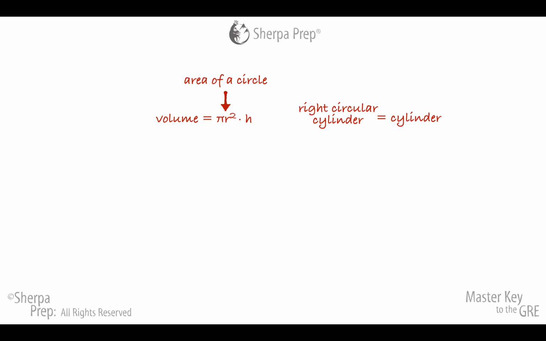Now here we know two things. We know the volume of this cylinder is 2000 pi, and we know the height is 16 times the radius. So if our volume is 2000 pi, we can say pi r squared times height equals 2000 pi. And if the height is 16 times its radius, we can say h for height equals 16 times r.